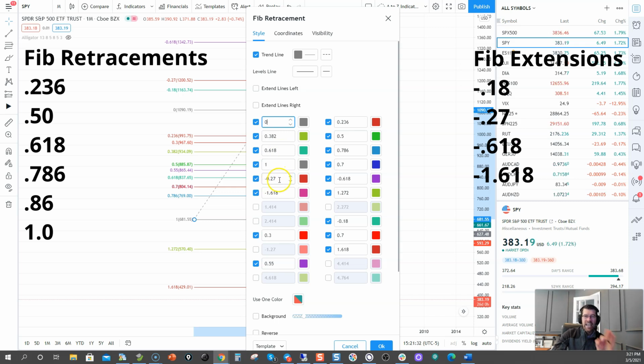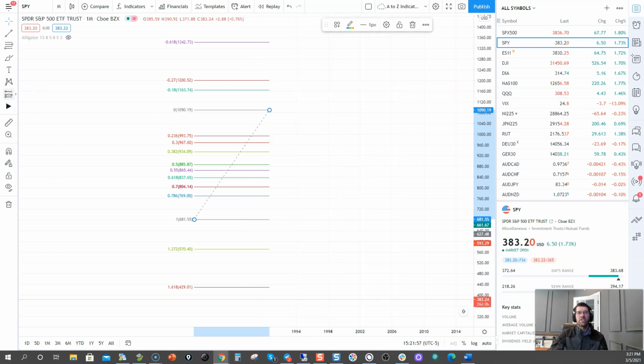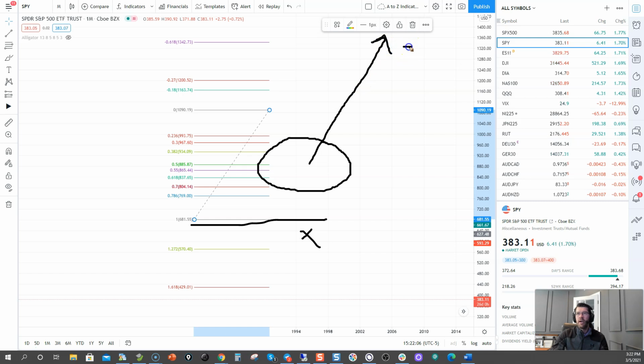If I go negative 0.27, that's actually my 27 extension. If I put it at negative 0.18, that is my 1.8 extension. If I put it negative 0.618, that is my 618 extension. So if you want to do this, you have to have the retracement levels, which are a positive value, and then your extension levels are a negative value. Overall, I'll click OK on this. My swing is I'm looking for this area to be a buyer, this area is my stop, and this area to be my profit. And that is using Fibonacci retracements and extension to swing trade.